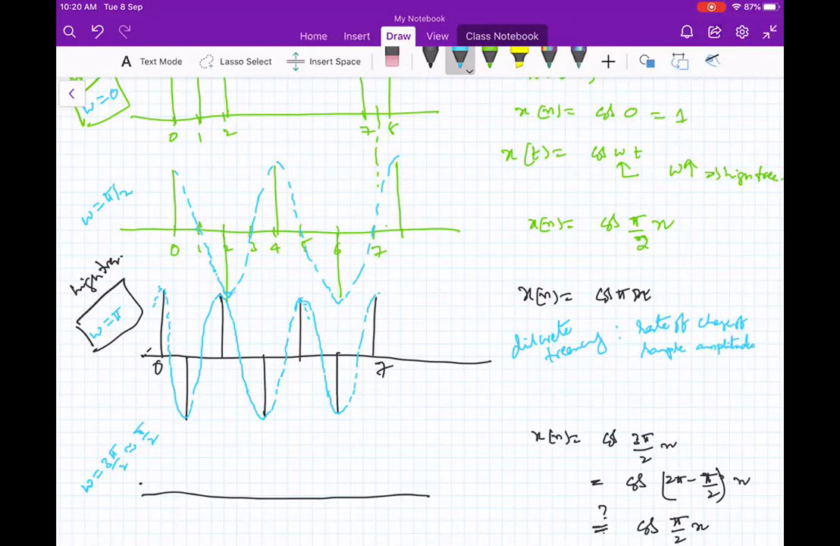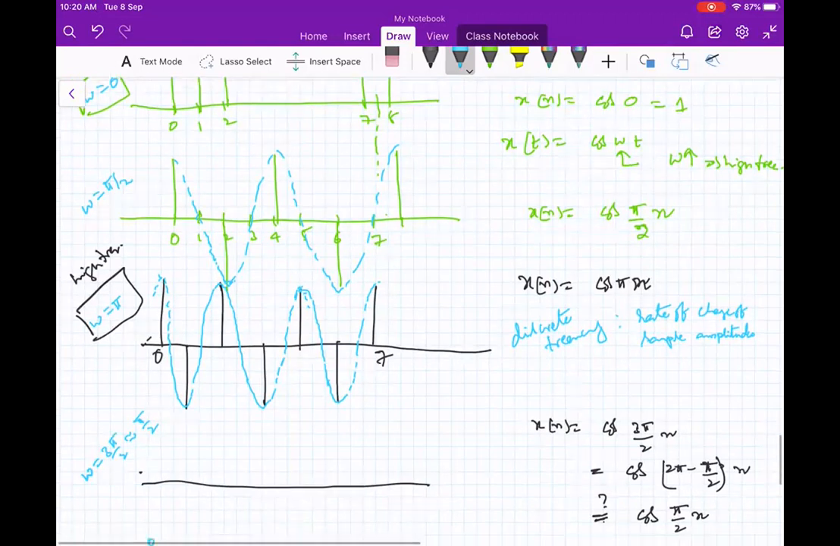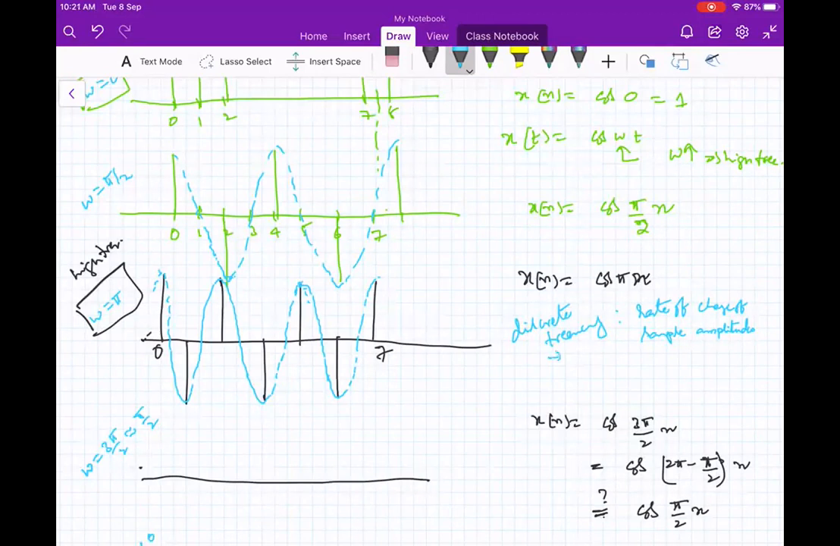For a sinusoidal signal, you can define it even better, because this is a discrete sinusoid. Is there any other way of defining it? What is the conventional definition of frequency of a sinusoid? Number of cycles per second. Here, it is the number of cycles per sample, or number of cycles per a set of samples.